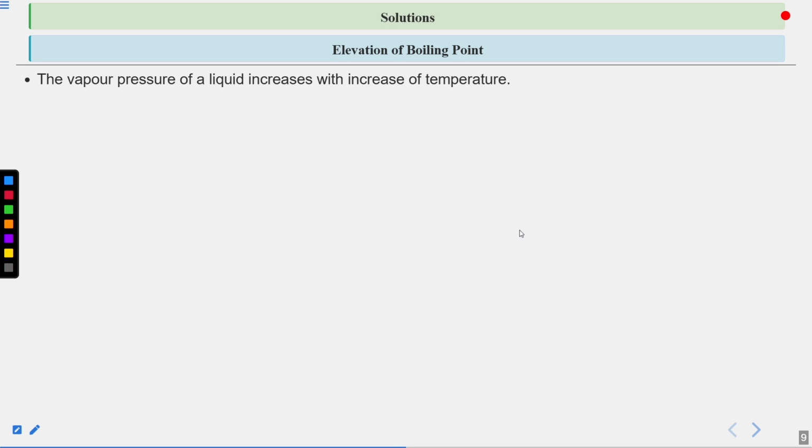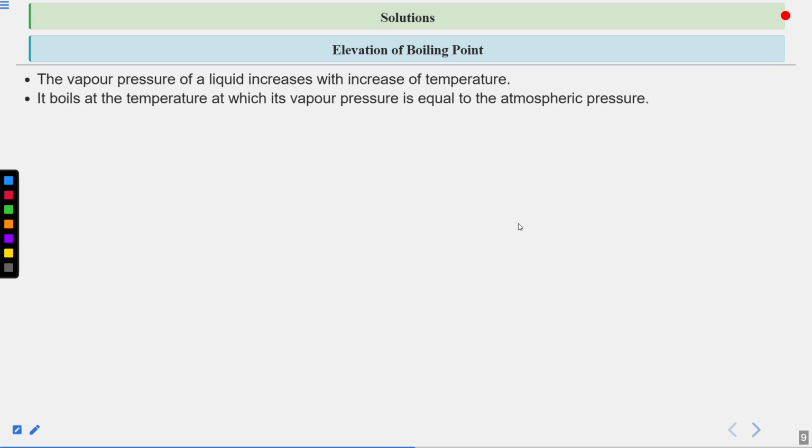Now, moving on to the next colligative property. We know that the vapor pressure of any liquid increases with increase of temperature due to increase in the number of particles escaping. So, when will the boiling occur? The definition of boiling goes like this: if the vapor pressure of the solution becomes equal to the atmospheric pressure, which is 1 atm, then that temperature is termed the boiling point. So any liquid will boil at the temperature when its vapor pressure is equal to the atmospheric pressure.